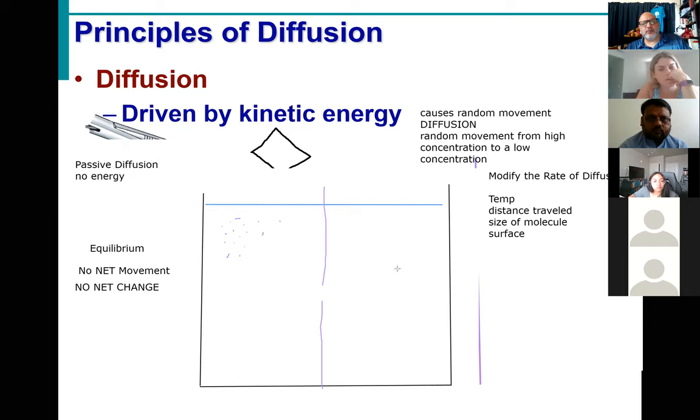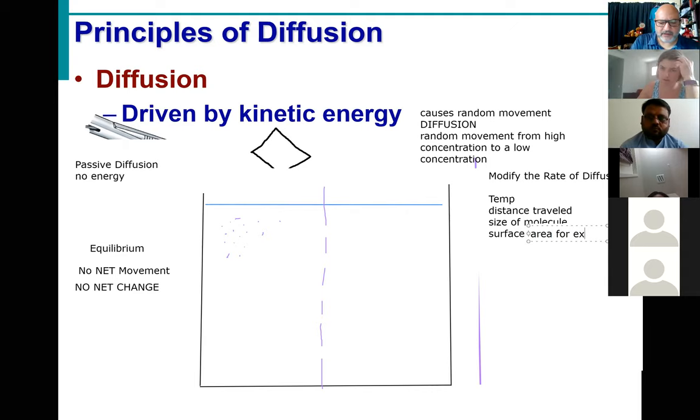Will crystals move from one side of the pitcher to the other side? Yes, of course, because they're going to go from a high level to a low level. However, if I just poke one hole, am I going to get very rapid diffusion? No. But if I poke 15 holes in it, am I going to get a lot more diffusion? Yes. So notice, the more surface area for exchange, the faster diffusion will occur.